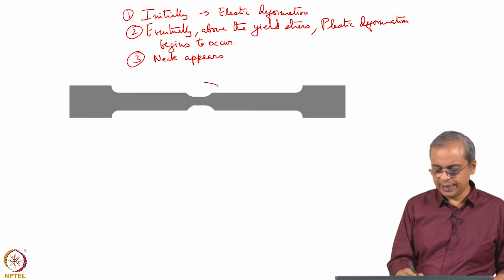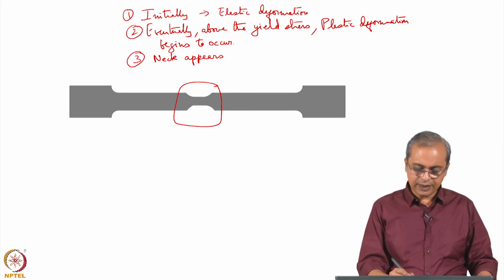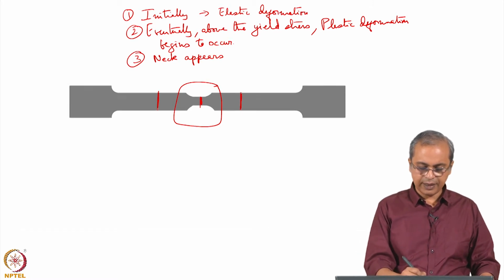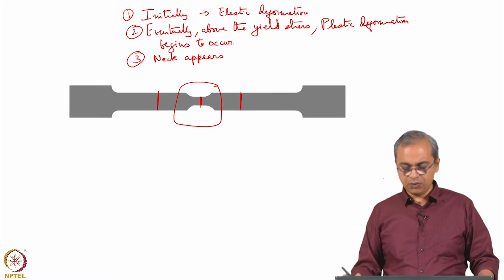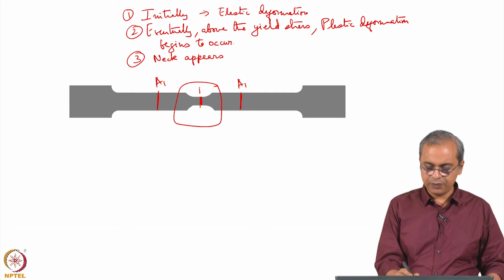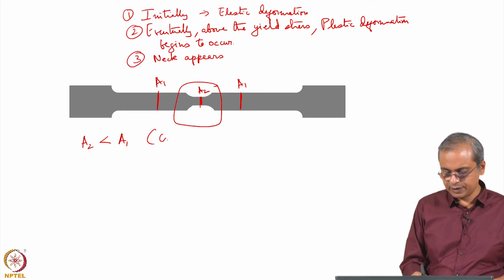Okay, so, this is a neck. You can see here that the cross sectional area here is distinctly less than the cross sectional area here and less than the cross sectional area here, right. So, if I call this A1 and this is also A1 and this is A2, and A2 is less than A1, these are cross sectional areas.